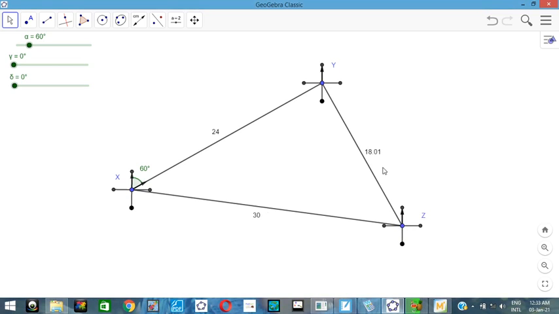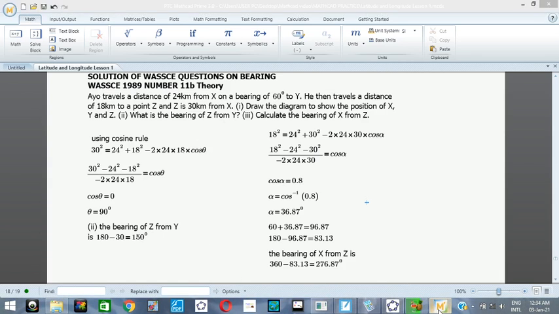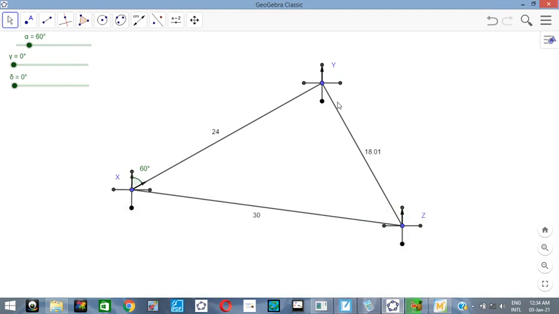Okay, because of time, let me start. This is 18.01, very close to 18. Then this is 30. So at least an approximate value. I will get my result now. The question says we should find the bearing from Y to Z, and I got 150 as my answer now. That means if I turn on this angle from Y here, it is supposed to be 150. So let me turn so that we can see it.